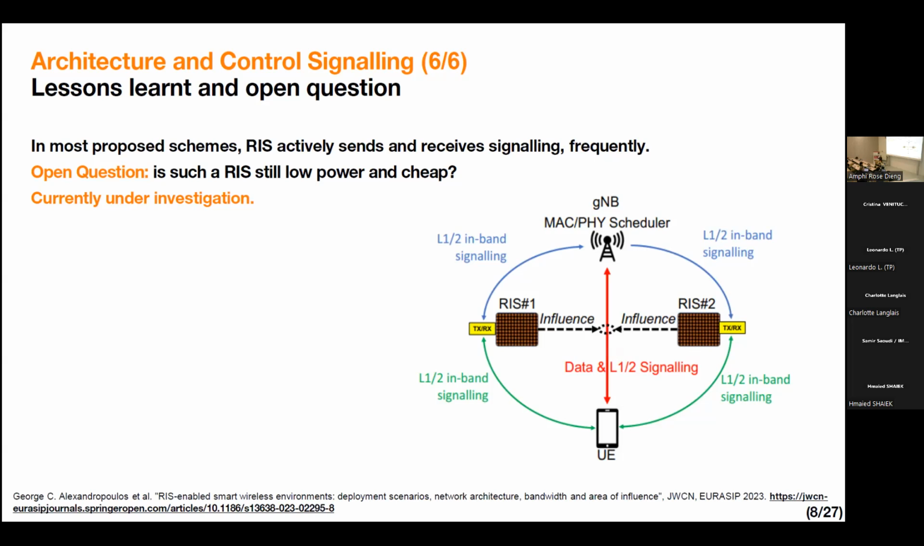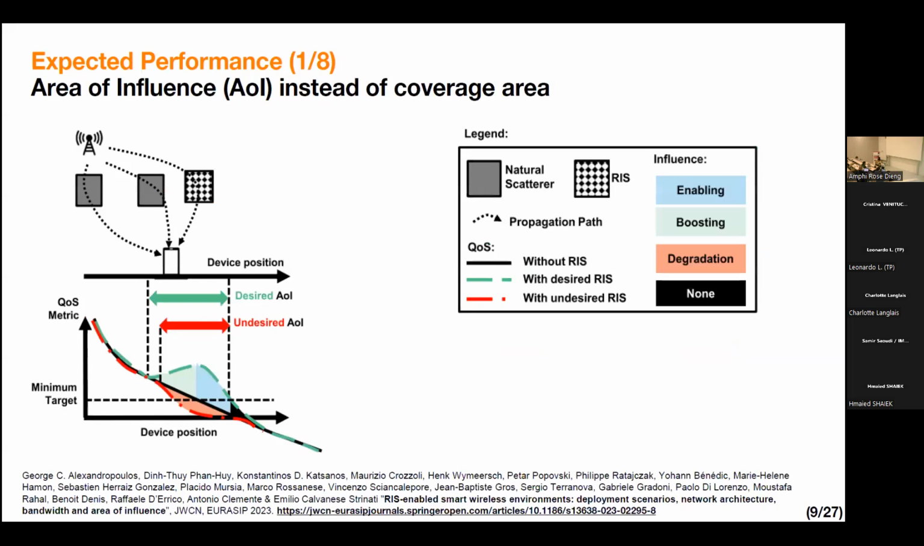So the open question today is, is such a RIS still low power and cheap? We are working on that, not with academia, but directly with network manufacturers producing RIS prototypes, because they are building these prototypes and they can give us numbers and expected numbers regarding the cost and the energy consumption. And it seems that it depends a lot on the number of devices that can be produced.